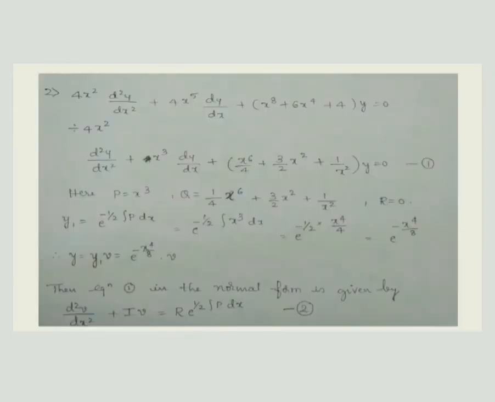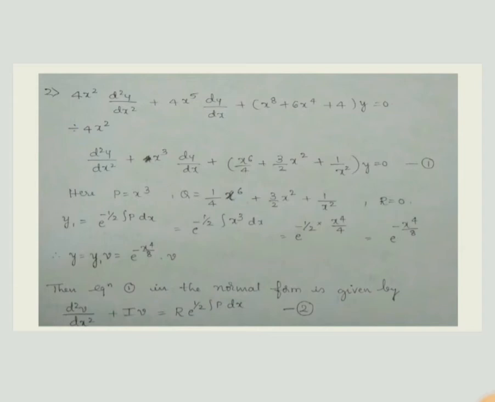Next we shall consider the second problem. 4x square d square y by dx square plus 4x power 5 dy by dx plus x power 8 plus 6x power 4 plus 4 into y is equal to 0. And again here observe that the general second order differential equation is of the form d square y by dx square plus p into dy by dx plus q into y is equal to r. So the coefficient of d square y by dx square has to be equal to 1.